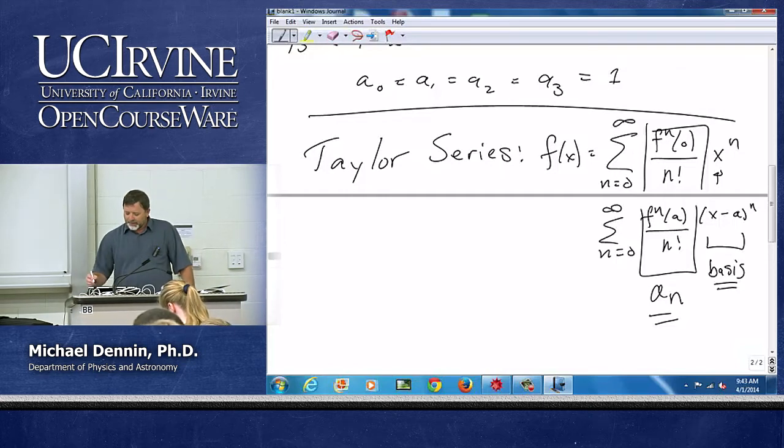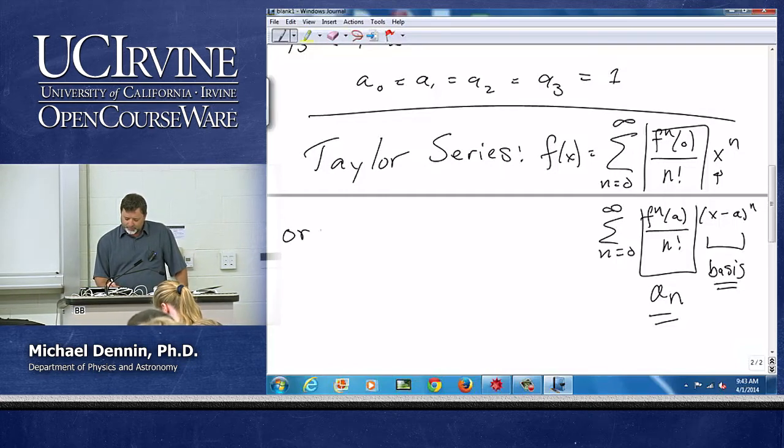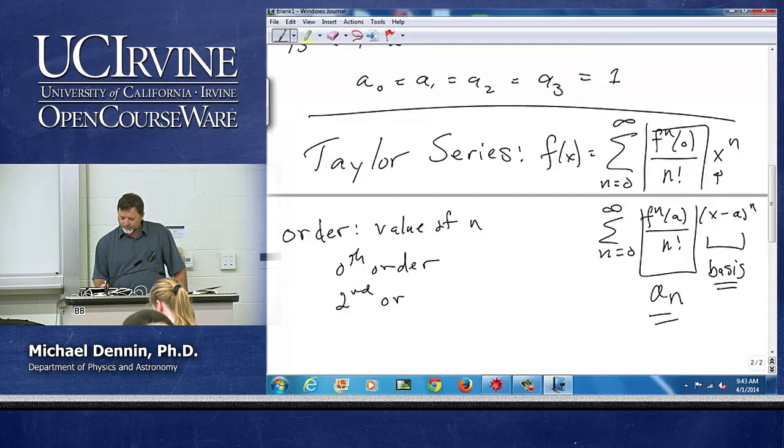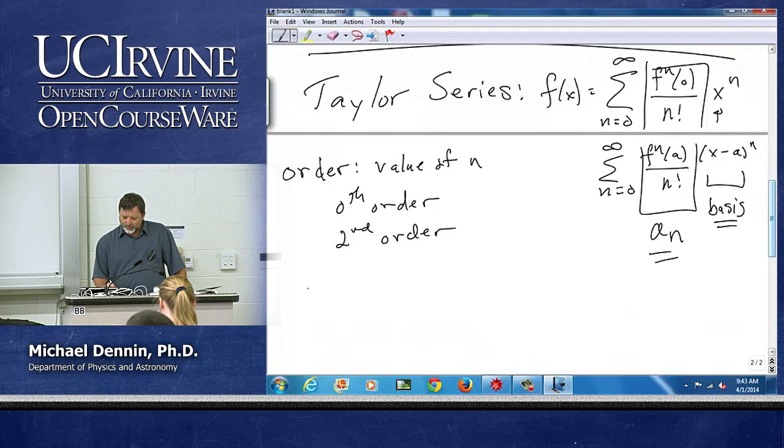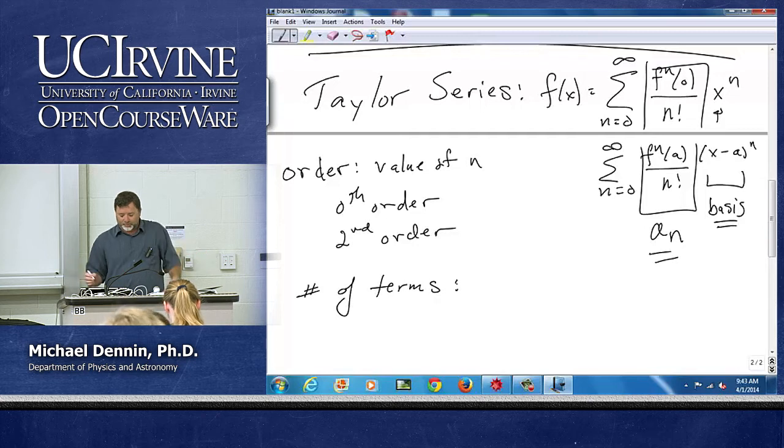Now, the other little thing is some wording. When we talk about the order, we're really talking about the value of n generally. So we'll have 0th order, 2nd order. And in contrast, we'll talk about the number of terms is literally just the number of terms.